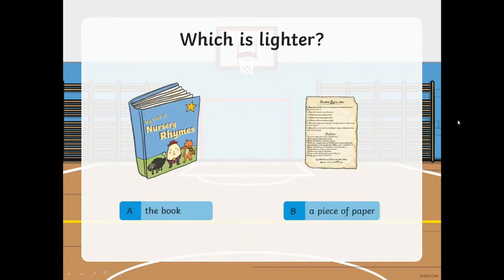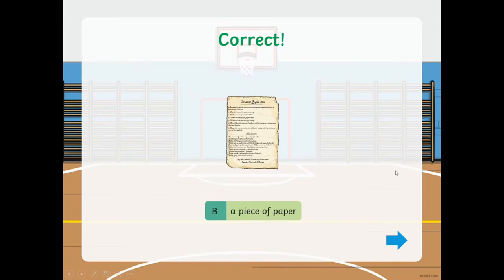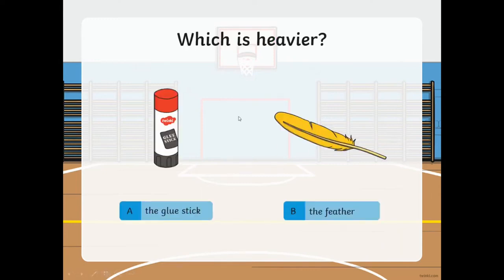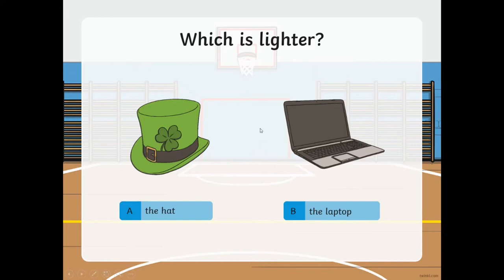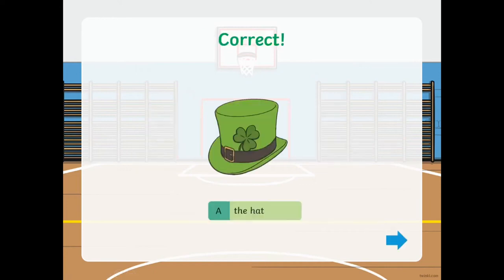What do you think? The nursery rhyme book or a piece of paper? Paper is right, it is lighter. Which one is heavier? Which one weighs more? They're both small things here. Do you think the glue stick is heavier or the feather? The glue stick is heavier. A feather is quite light. Which is lighter? Which one weighs less, do you think? A hat or a laptop? The lighter one is the hat.